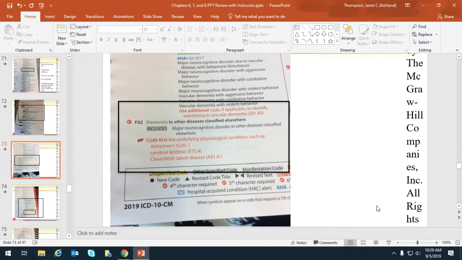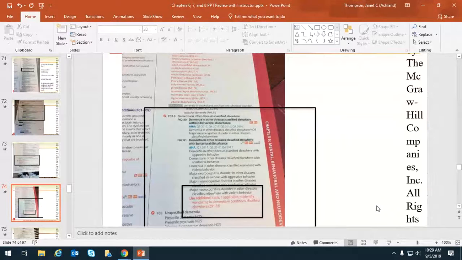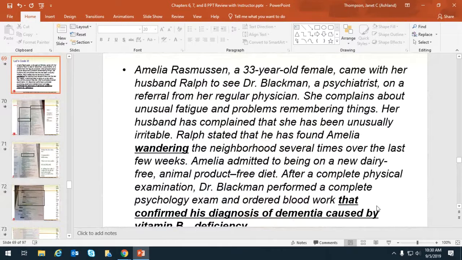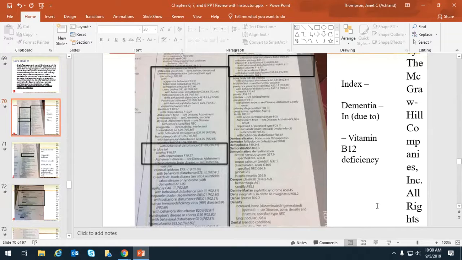And when we go to F02.81, because this code is, I think, two different columns, we see there's a note here at the bottom of F02.81 in red: use additional code to identify wandering if applicable. And if we go back to our scenario, she was wandering. So we're actually going to have three codes. And the tabular is directing us to code these.